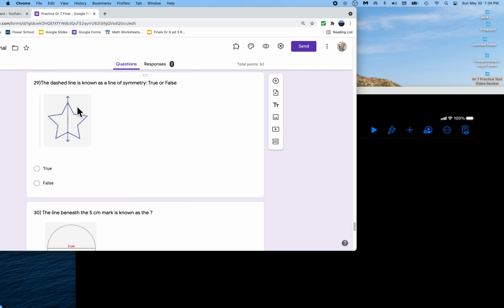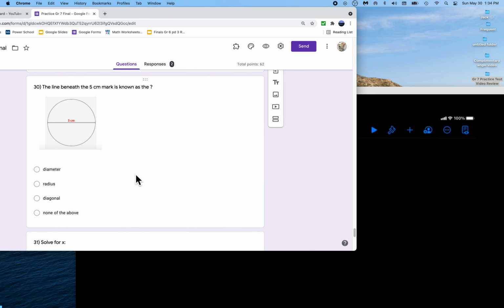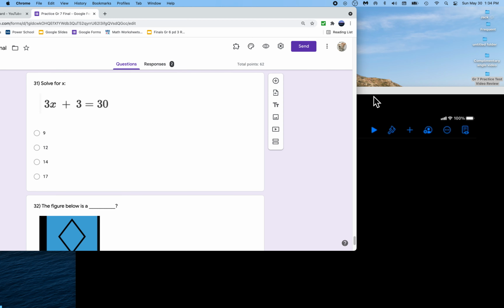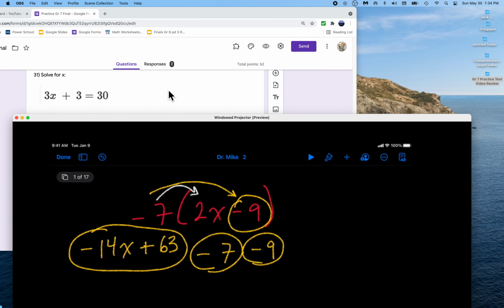29. The dashed line is known as the line of symmetry. That is correct. The figure's exactly the same on both sides. That's what symmetry means. Next one. The line beneath the 5 centimeter mark goes all the way across, that's the diameter. Solve for x. We're almost done, folks.